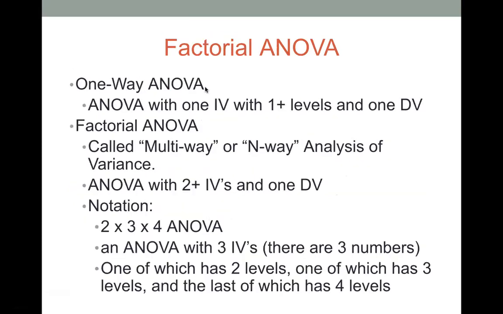With one factor, it's a one-way ANOVA. You have one independent variable, which might have levels. Can you give me an example of an independent variable that might have levels? We have education, right? Education can have up to 4 levels: high school, college, undergraduate, and graduate. Yeah, these are 4 levels.